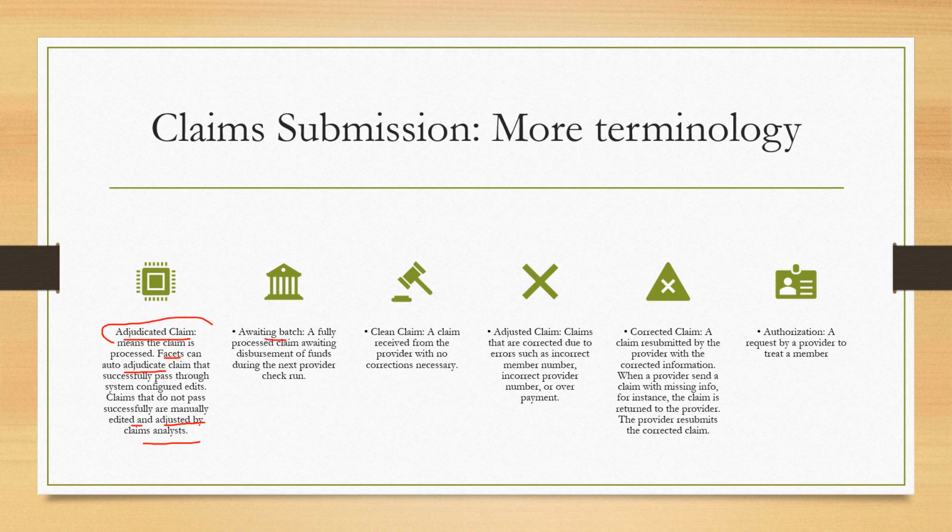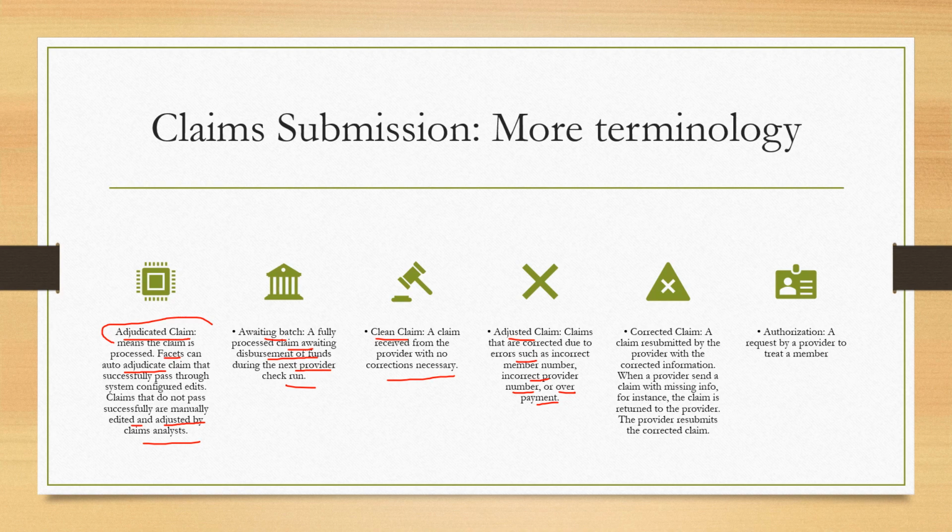Awaiting batch: a fully processed claim awaiting disbursement of funds during the next provider check run. Clean claims: a claim received from the provider with no correction necessary. Adjusted claim: claims that are corrected due to an error. Remember we talked about in our claim life cycle, such as incorrect member number, incorrect provider number, or overpayment. Corrected claims: a claim resubmitted by the provider with the corrected information.